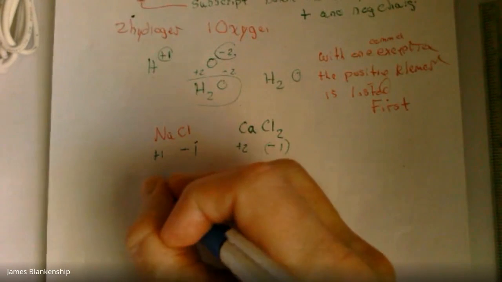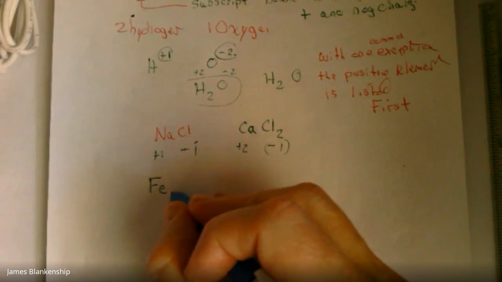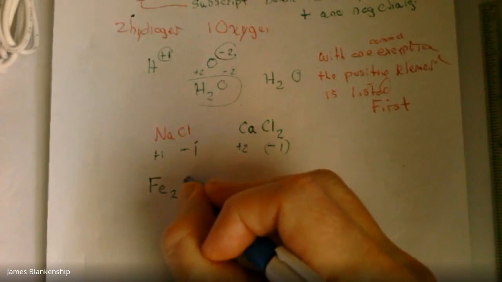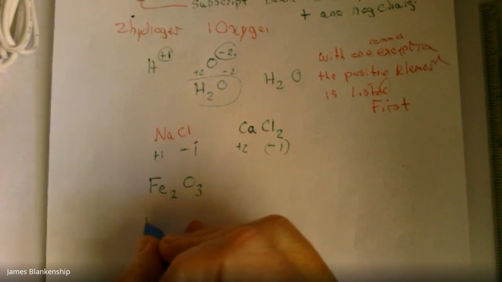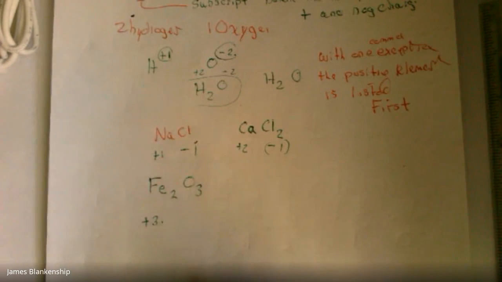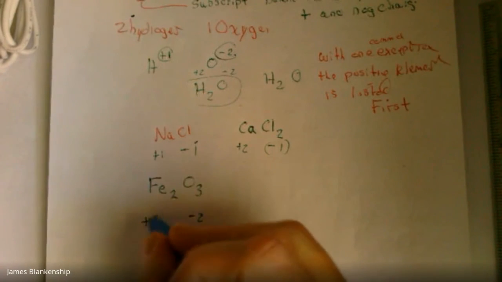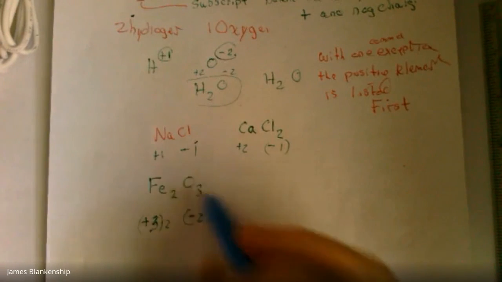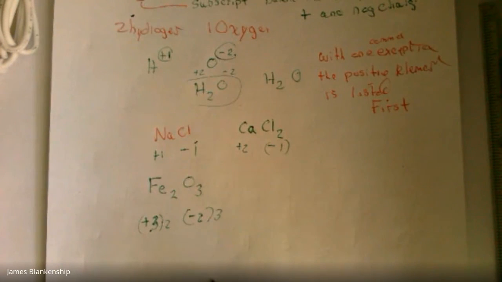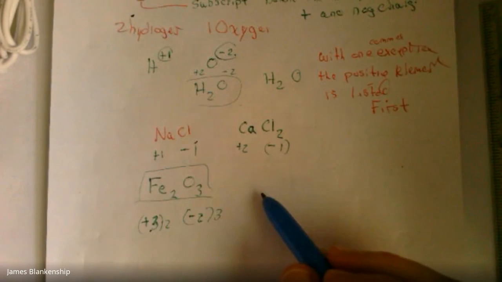Here's another one. Let's say that we have iron, Fe2O3. Iron can have many charges, but this is a case where this iron was a +3, and my oxygen was a -2. So I had to say 2 times a +3, and then 3 times a -2. So your subscripts are used to balance these compounds.